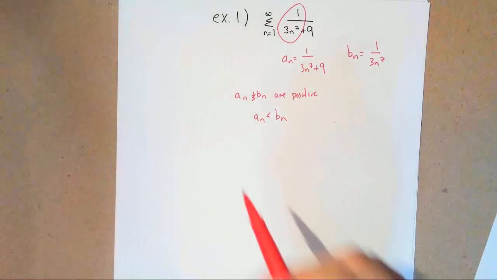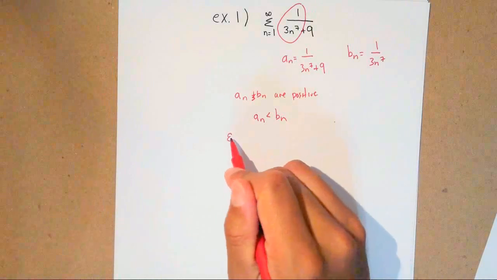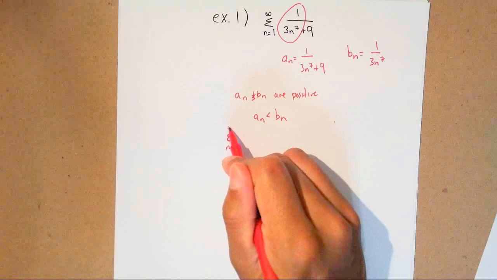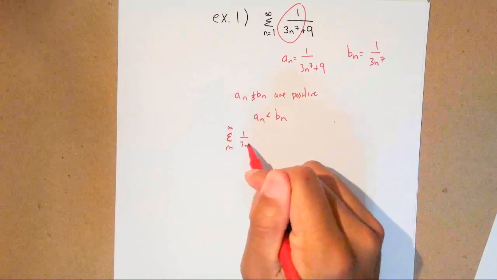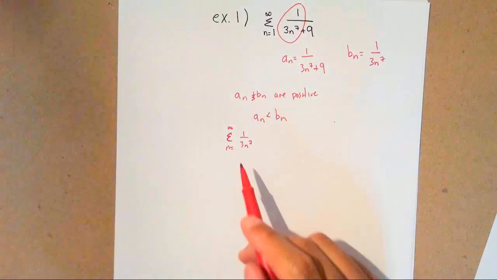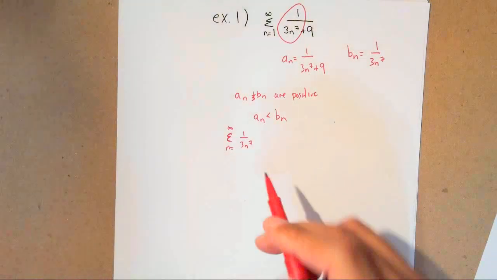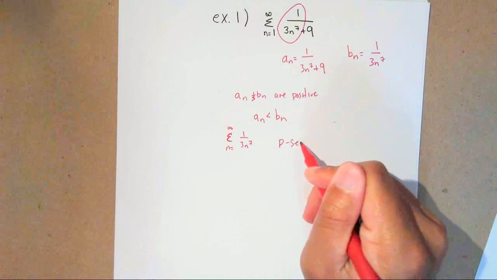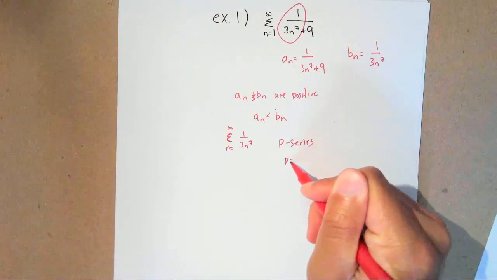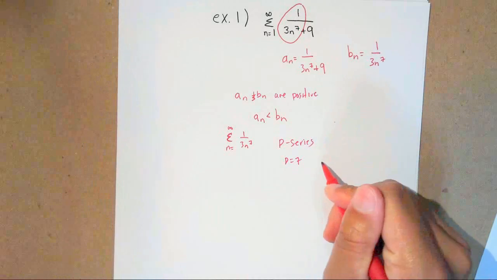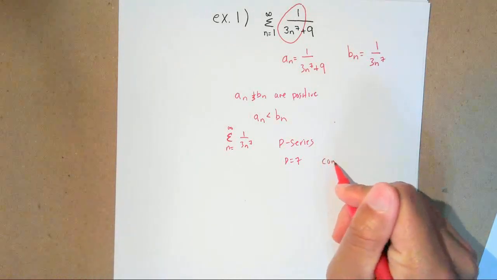So then what we're going to do is, okay, let's figure out what's happening with B of n. So the sum from n equals 1 to infinity of 1 over 3n to the 7th. And then you have to ask, what type of series is this? Well, the fact that there's an exponent 7, we know that this is a p-series, with p equaling 7. Our next step is to figure out, what happens when p is equal to 7? Is that going to converge or diverge? Well, because that's greater than 1, this is going to converge.